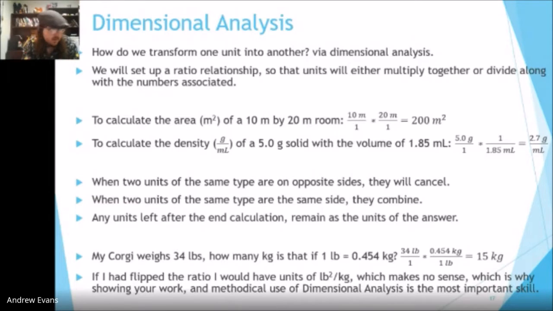If I know the area is in units of meters squared, and I have a length in meters and a width in meters, I know in order to get that, I need length times width, because meters times meters gives me meters squared. If I know I need a density in grams per mil, and I have 5 grams and 1.85 mils, I need to divide grams by mils so that grams carry through in the numerator and mils carry through in the denominator to give us grams per mil, as we see here.